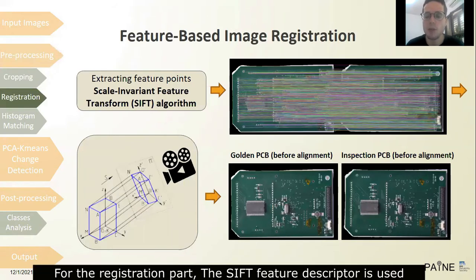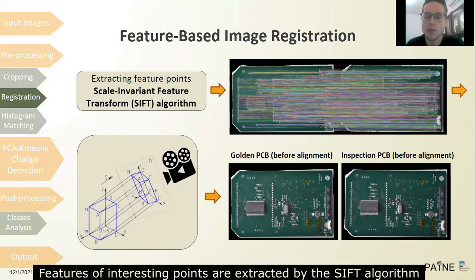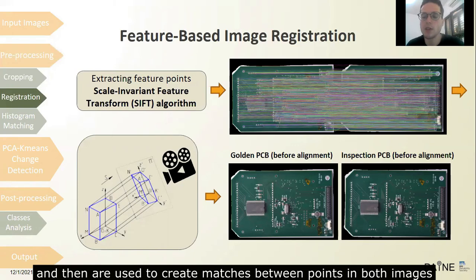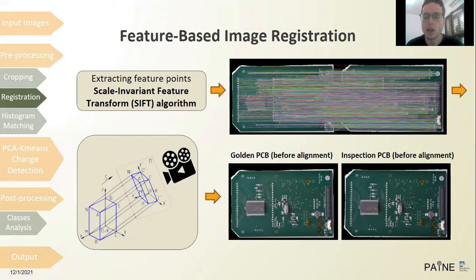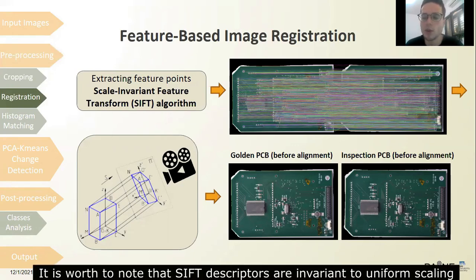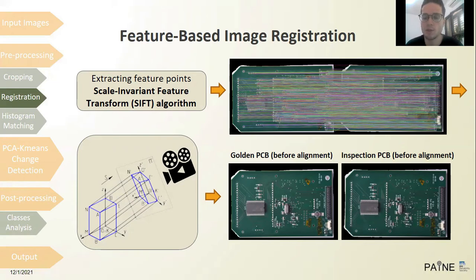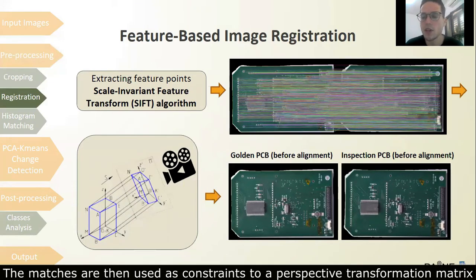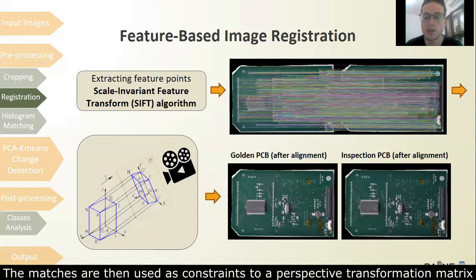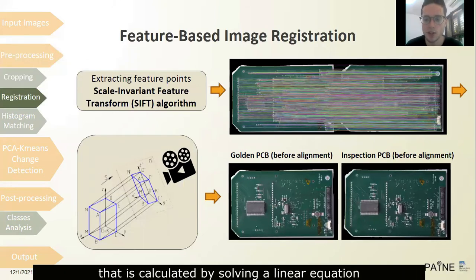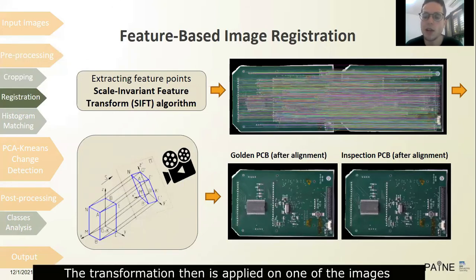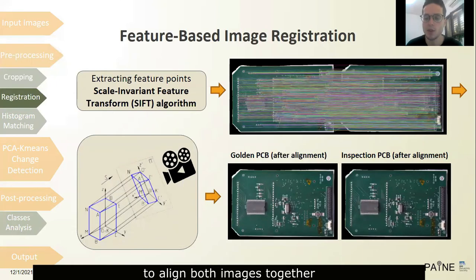For the registration part, the SIFT feature descriptor is used. Features of interesting points are extracted by the SIFT algorithm and then are used to create matches between points in both images. It is worth noting that SIFT descriptors are invariant to uniform scaling, orientation, brightness changes, and partially invariant to affine distortion. The matches are then used as constraints to a perspective transformation matrix that is calculated by solving a linear equation. The transformation then is applied on one of the images to align both images together.